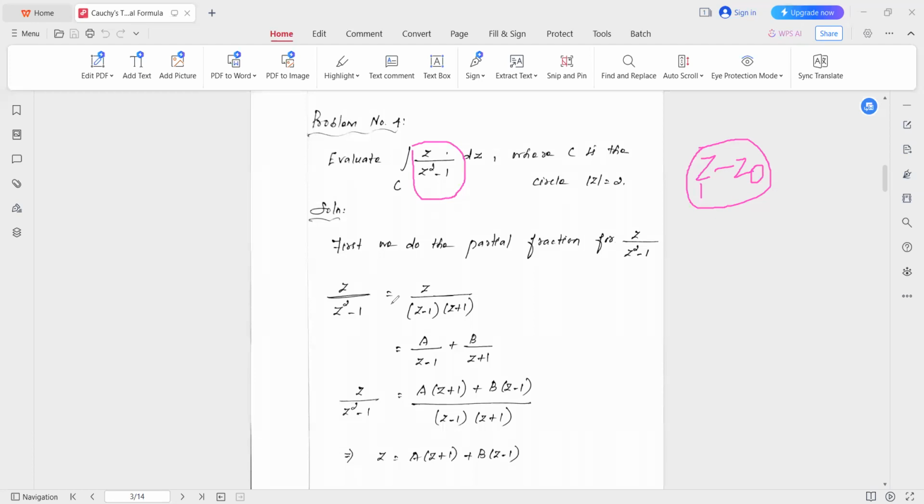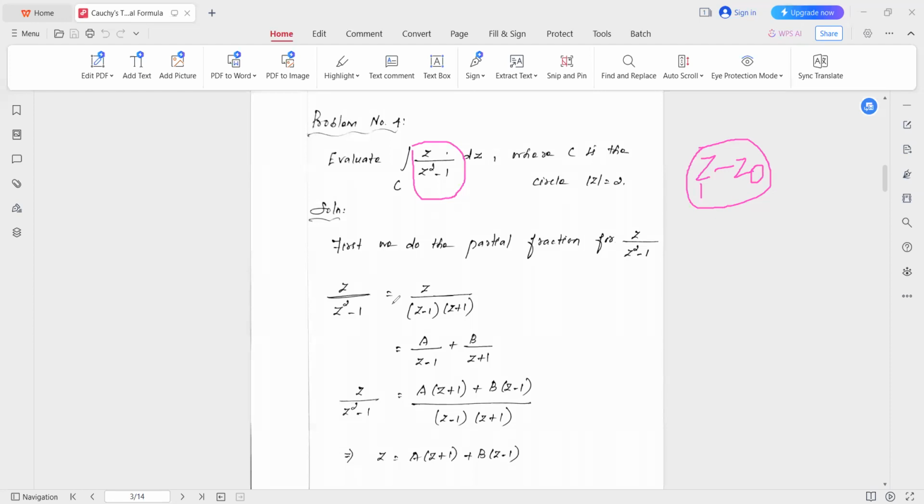So if the denominator part contains two linear equations, what is the partial fraction? We can rewrite z by z minus 1 into z plus 1 as some a by z minus 1 plus some b by z plus 1. Now we are taking the LCM. z minus 1 into z plus 1 will come in the denominator part. What will be the numerator part? a into z plus 1 plus b into z minus 1.